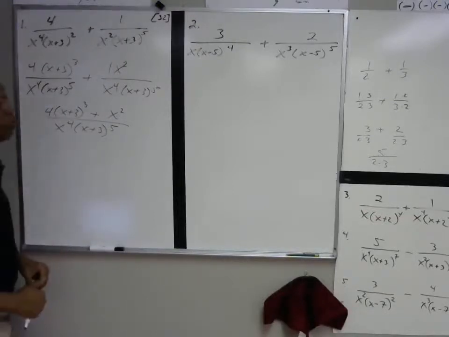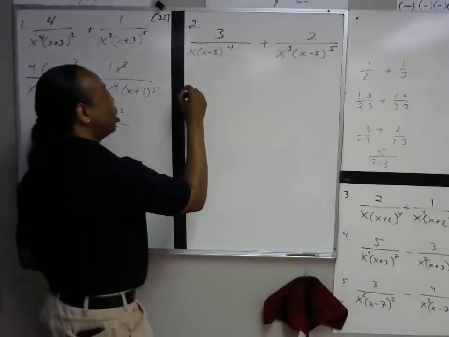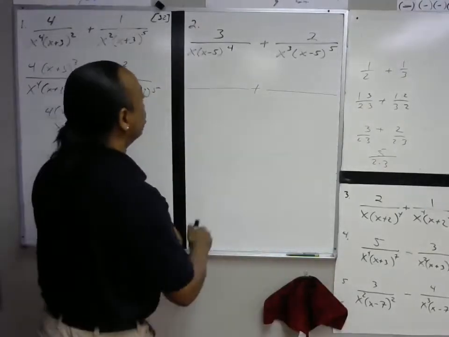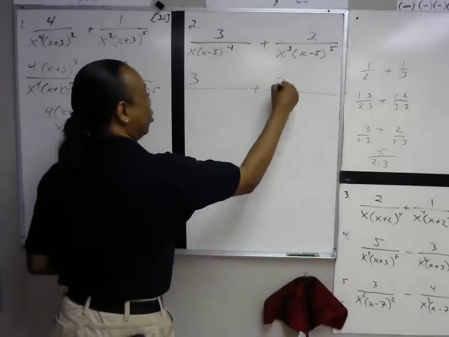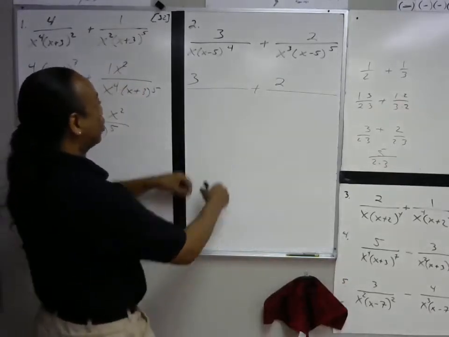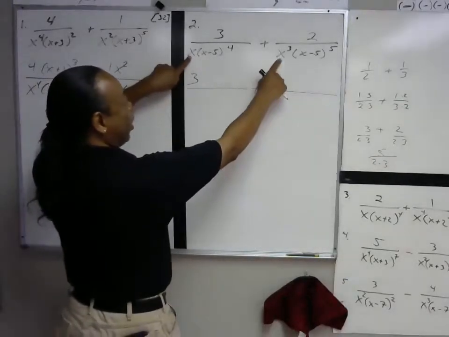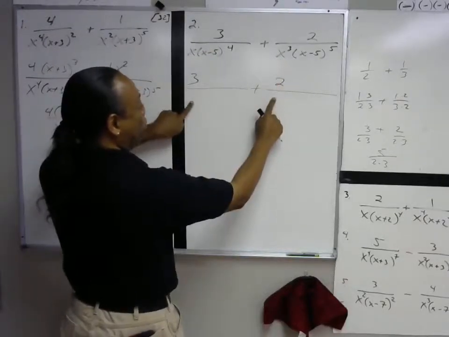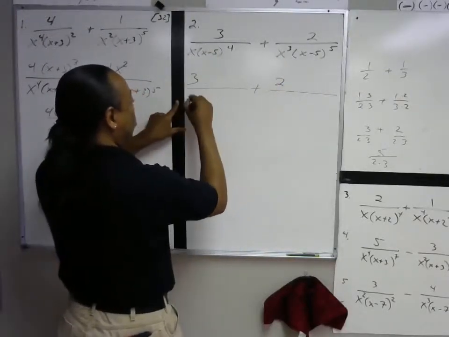Okay, let's take a look at number 2. All right, we're going to create new denominators that have something for everybody. And let's put 3 here and 2 there. And we're going to begin the process. Here we have x, here we have x to the 3rd. The higher of these two will be x to the 3rd. So we're going to put x to the 3rd on both of these.